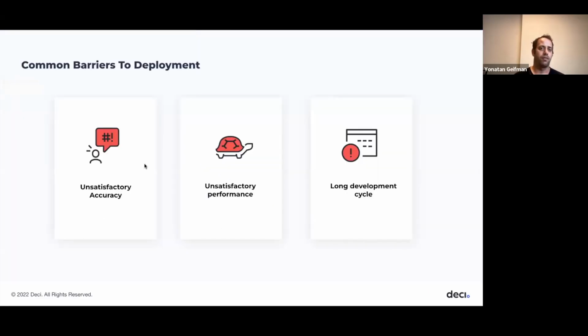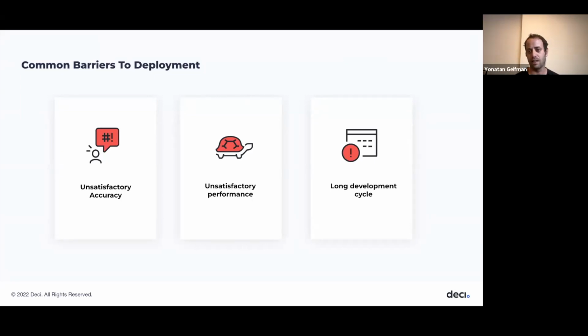So the common barriers for deep learning deployment, first of all, is the accuracy. We all look for having the best accuracy we can achieve. The second one is unsatisfactory performance. And when I'm talking performance, I'm talking about inference performance and the ability to take those models to be deployed on the target platform that we are interested in. And in computer vision, we are mostly talking about taking those models to the edge.